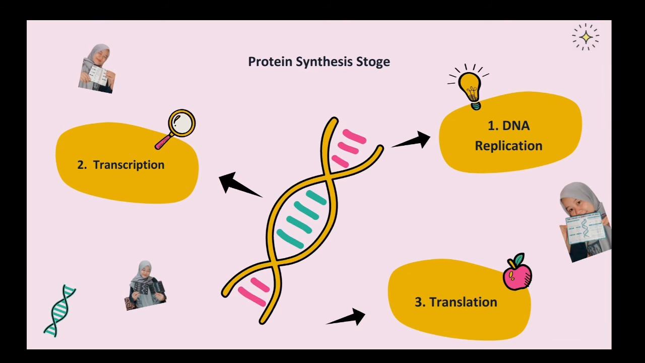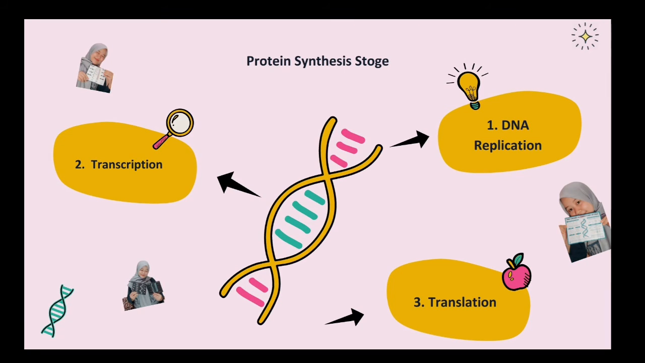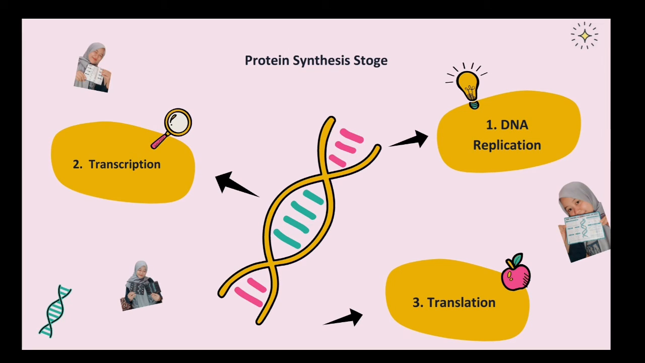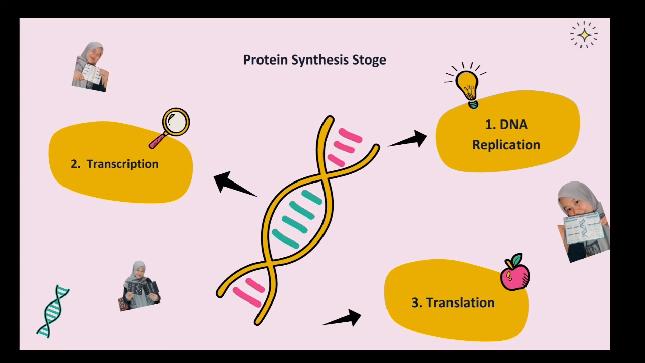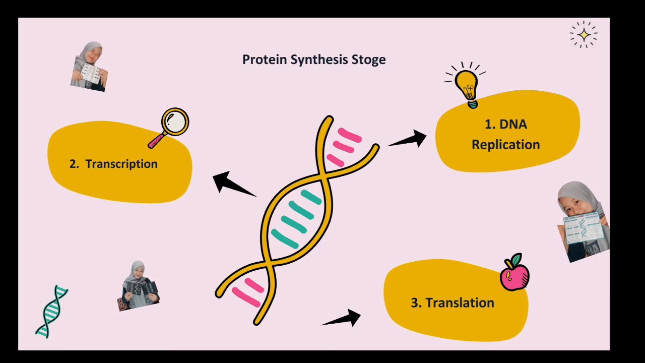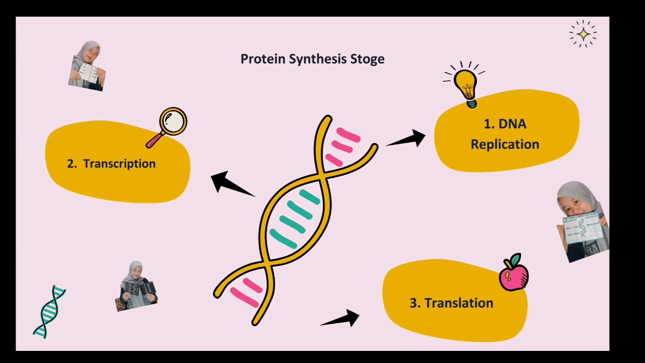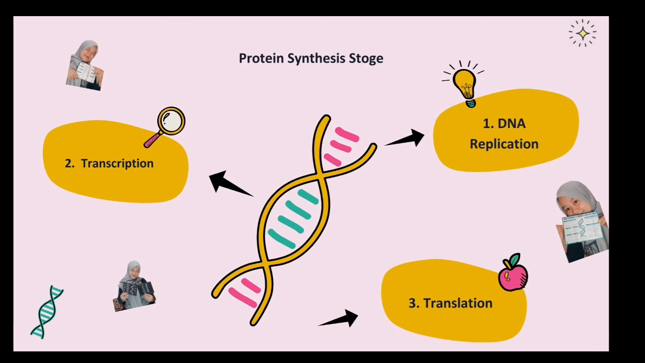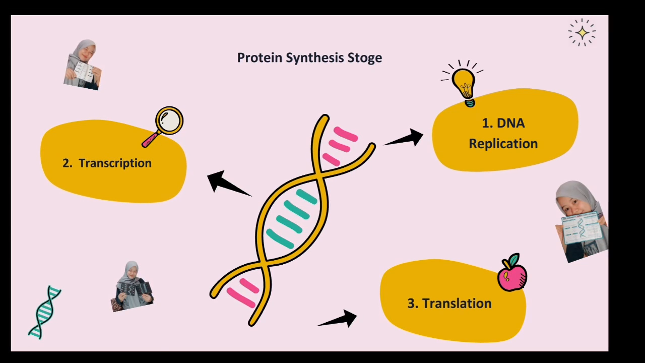Protein synthesis stage 1, DNA replication. A stage of doubling DNA in the nucleus, where the DNA of the children is formed. The order is exactly the same as the DNA of the parent. The DNA replication theories are as follows: A. Conservative theory, B. Semi-conservative theory, C. Dispersive theory. 2. Transcription occurs in the nucleus.